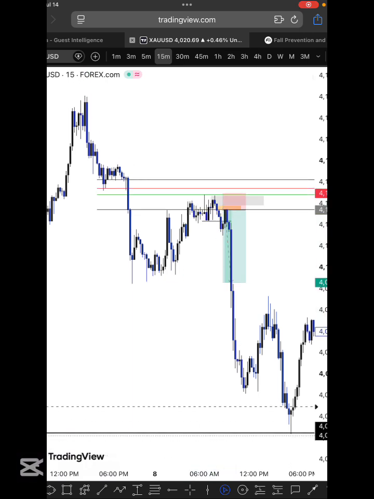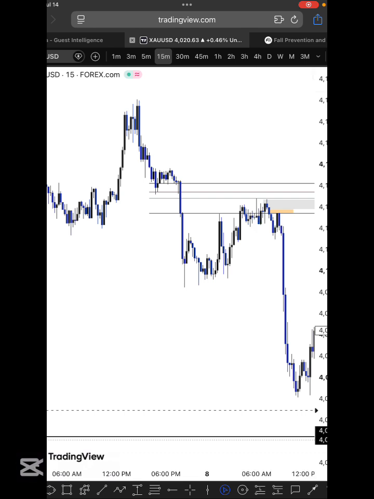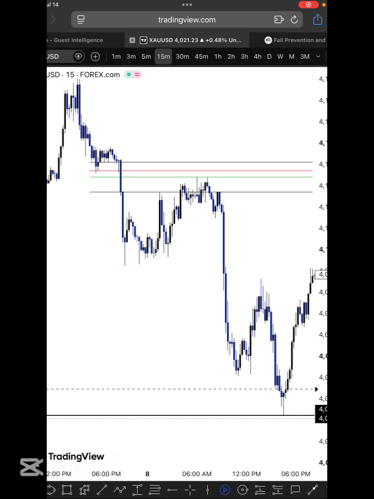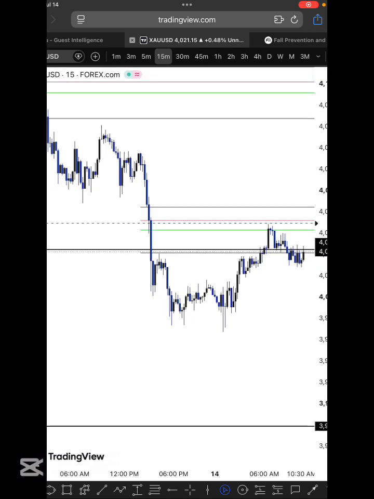But I'm just trying to show you how you can actually take fair value gap for continuation. All right, so that's for that. I'll do another video with more examples on accurate ones, the ones that best fit.